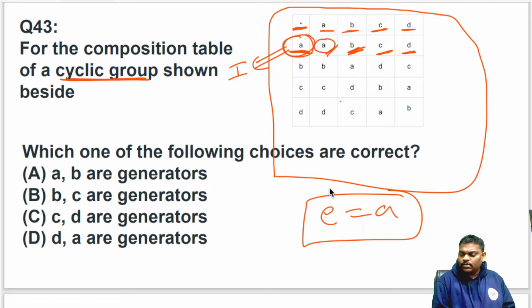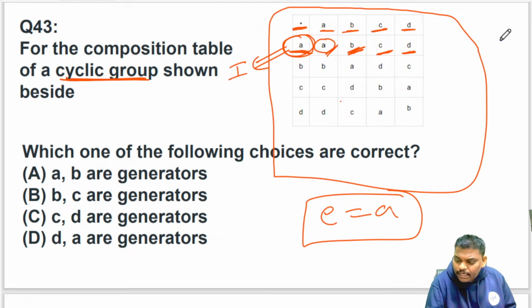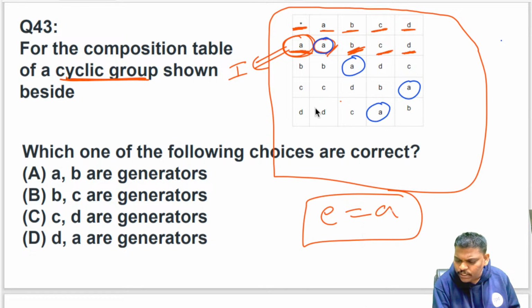Next one. Everyone listen. If anyone doesn't know, catch this point also. The identity element is already confirmed as A. Then what you do is, in every row, underline A. D, you already circled, right? To that circle, draw the line across the row and also the column.